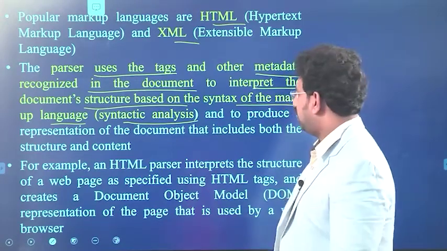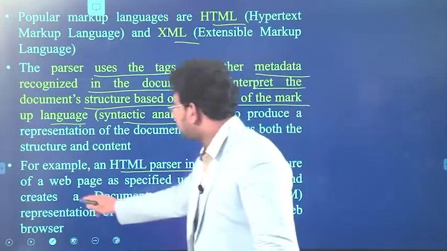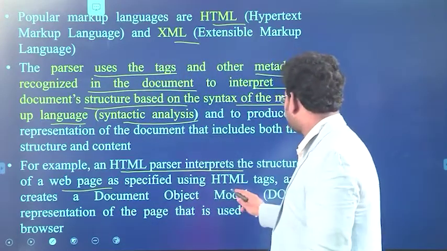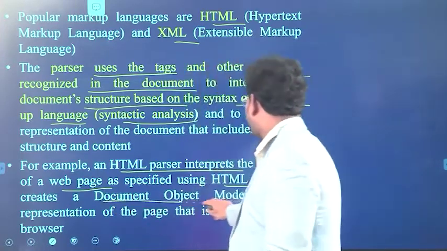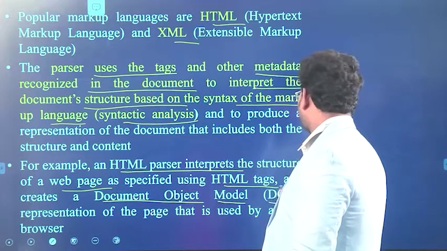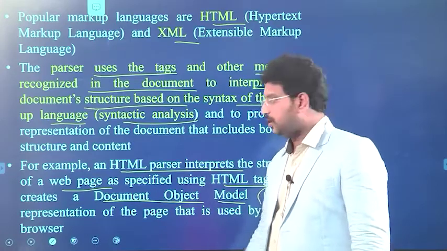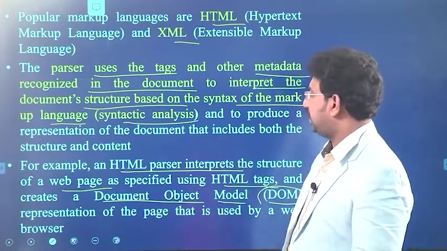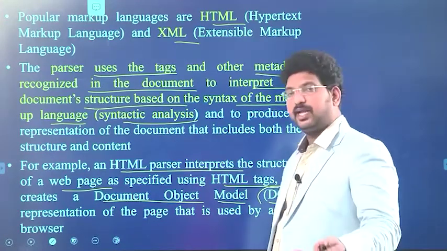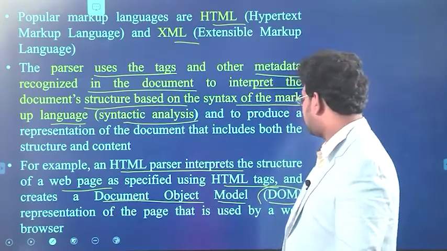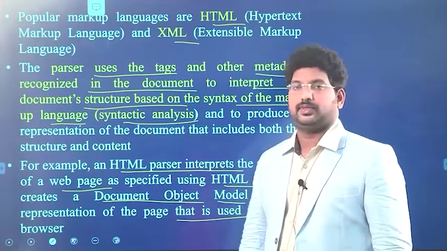Next, for example, the HTML parser interprets the structure of the web page as specified using HTML tags and creates a document object model, DOM, representation of the page that is used by the web browser. So here the example indicates the HTML parser interprets the structure of the web page as specified using the HTML tags and creates the DOM representation of the page that is used by a web browser also.